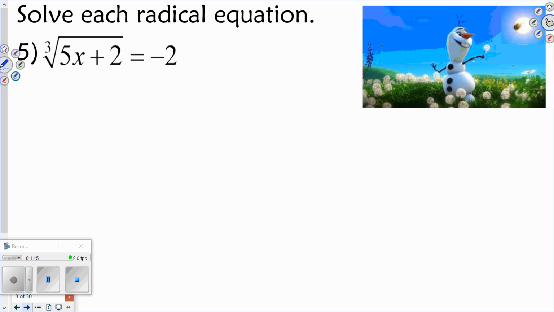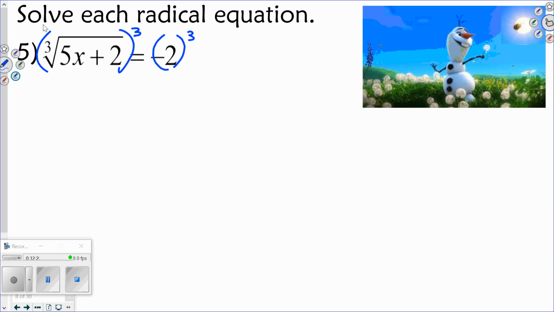All right, number 5, the cubed root of 5x plus 2 equals negative 2. If that's the only answer you got, and it doesn't work, yeah, no solution. So for this one, is my radical by itself? Yeah, it is. Because this isn't a 3 being multiplied, that little 3 is my index. So how do I get rid of that cubed root then? Yeah, so now I'm going to cube both sides.